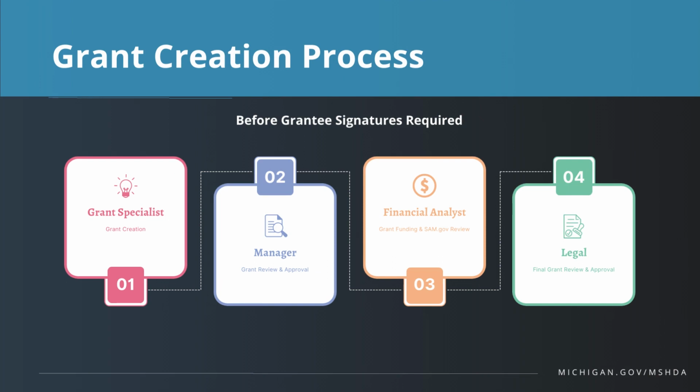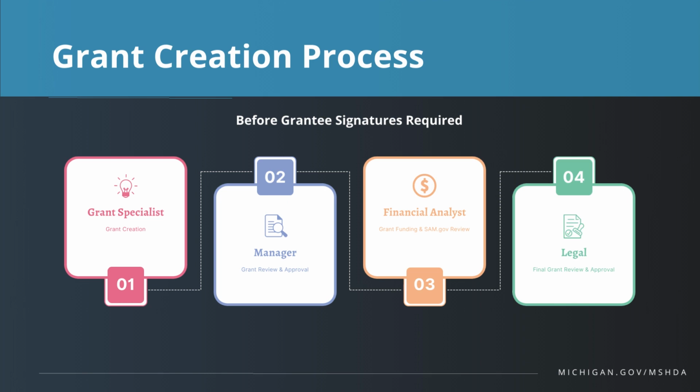The first step of the grant creation process is done by the grant specialist. The grant specialist creates a grant by completing a few pages in the system, such as the program description and grant budget pages. Once both are complete, the grant specialist will send it to the manager for review.